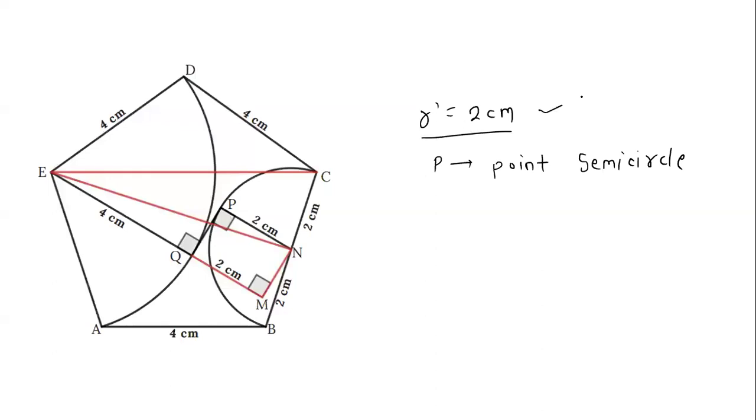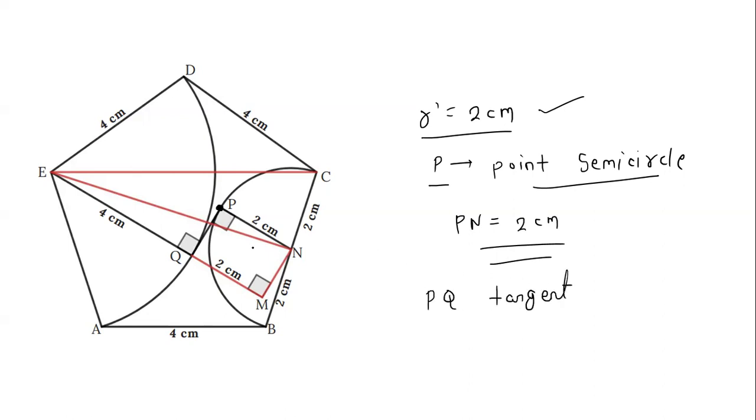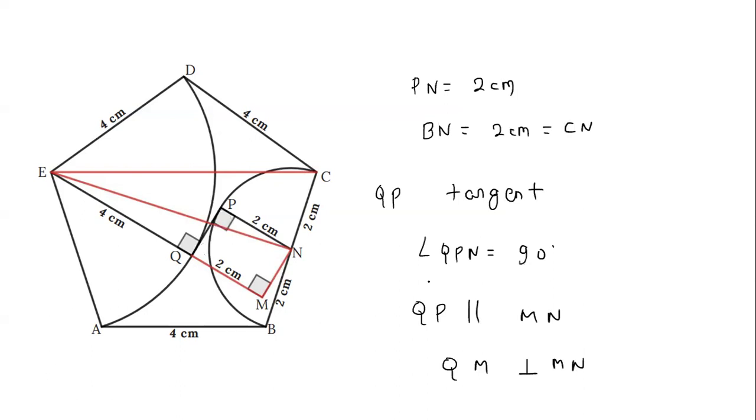So you know R dash is 2 centimeter, the radius of the semicircle, and let's assume this point on the semicircle is point P. So we can see that this P point is on the semicircle and we can easily say that PN distance is equal to 2 centimeter, which is the radius of the semicircle. And PQ is tangent. So if we join P and N and draw one line, and this is the tangent, then we know this angle is 90 degree. This is simply perpendicular to the tangent from the center. So this angle is 90 degree.